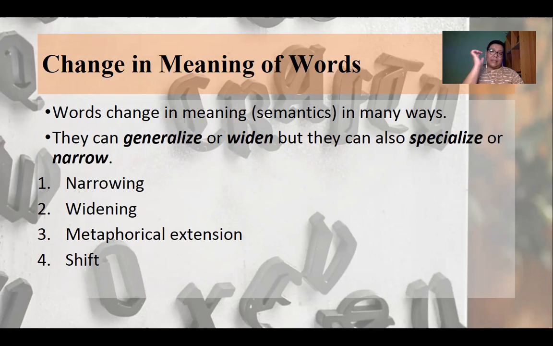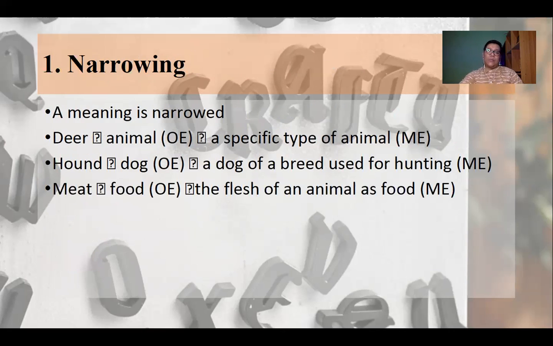Words change in meaning, semantically speaking, in many ways. They can generalize or widen, but they can also specialize or narrow. So we have here different means on how words are changed. So we have narrowing, widening, metaphorical extension, and lastly is the shift. Let's talk about the first one, narrowing. In the Old English text, narrowing was very prevalent.